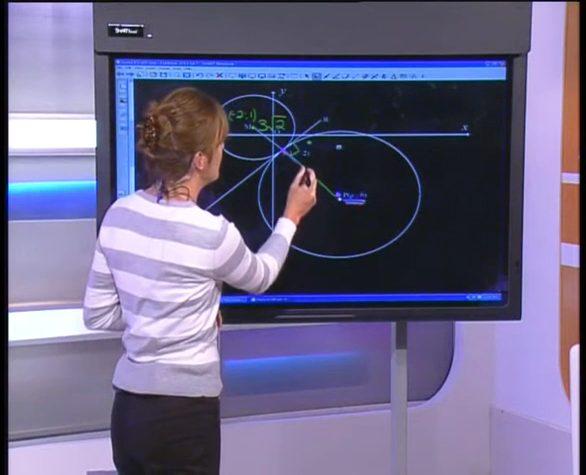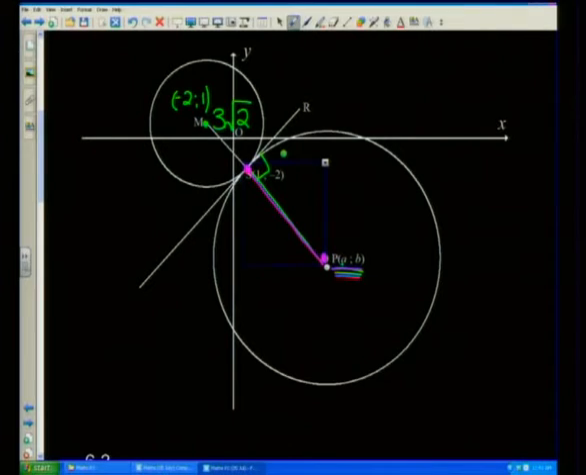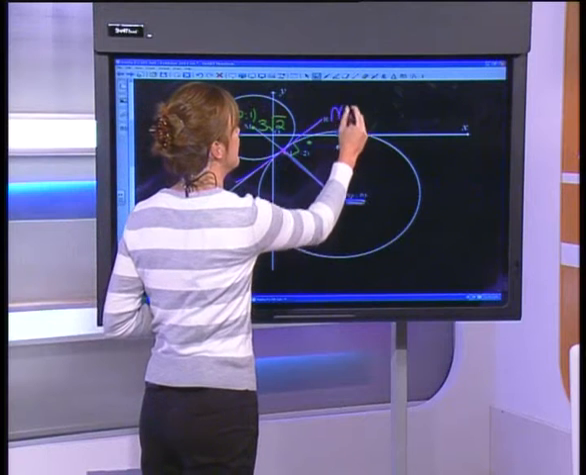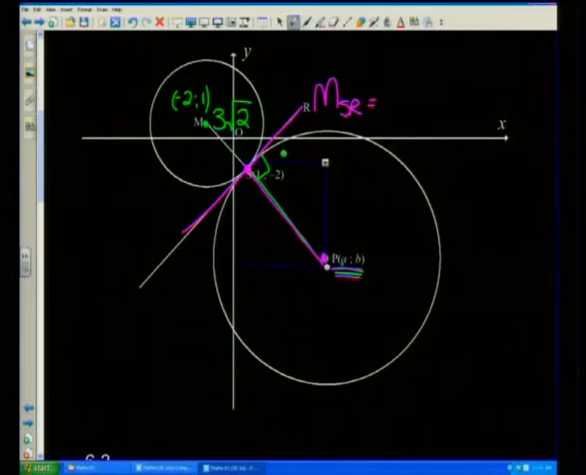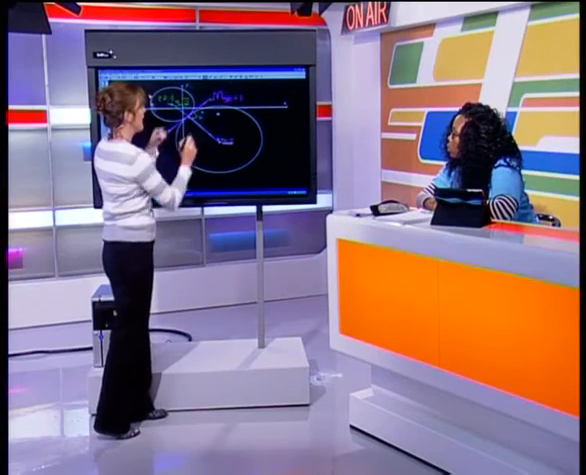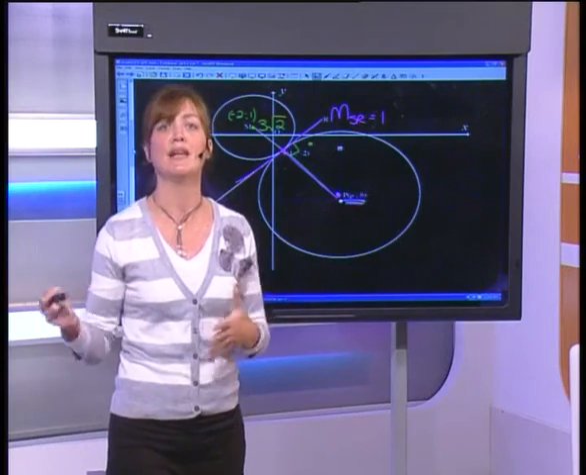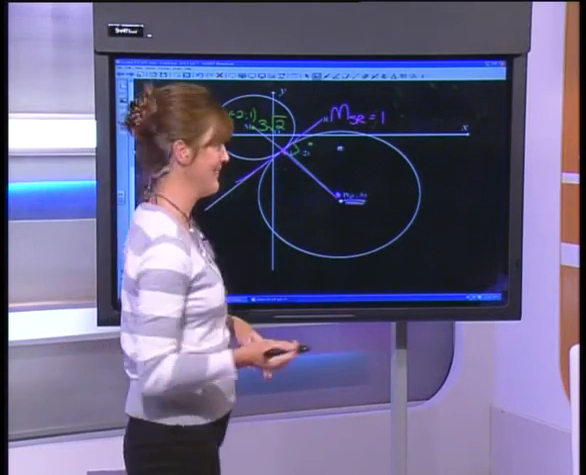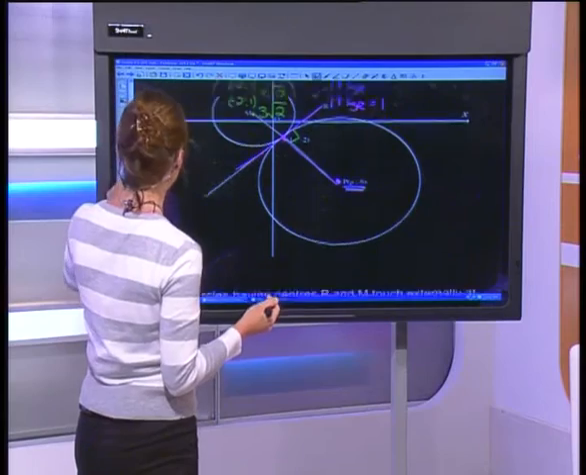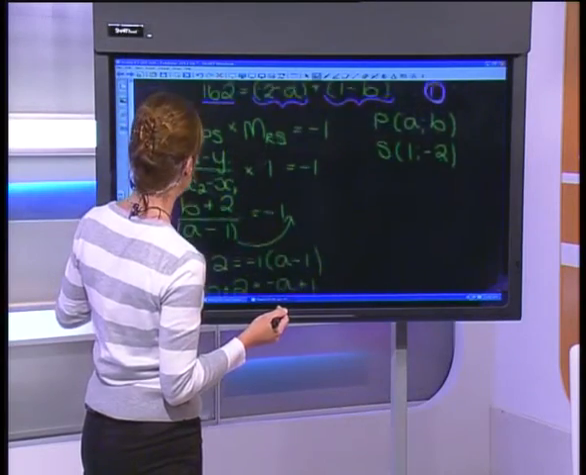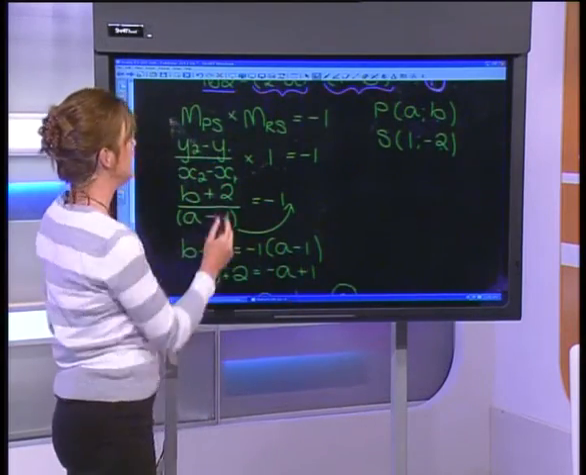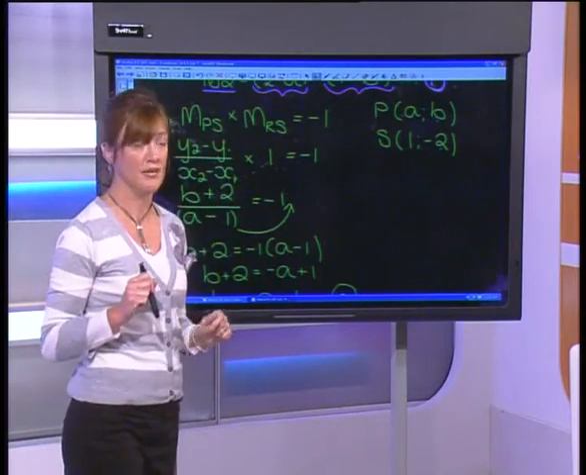We were able to work out the gradient from S to P, and the gradient of the tangent was perpendicular to it. Remember that we said earlier that the gradient of this tangent was 1. So this 1 multiplied by the gradient SP has got to equal negative 1. That's the formula that we know for perpendicular gradients. Having done that, let's go back down here. We took our gradient from P to S, and here we actually had to work out the formula.